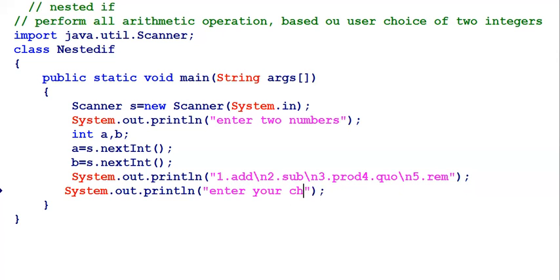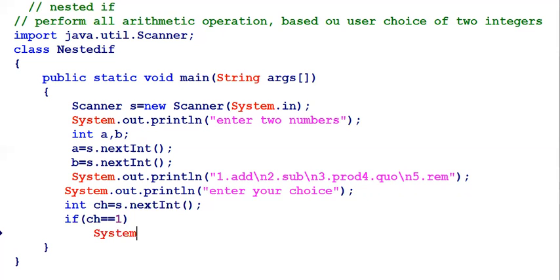The choice will be read by using one more variable, that is int ch. I am making the variable ch equal to s.nextInt. So we have the a and b values, and we have the ch value. Based on ch, if ch is equal to 1, whenever the ch value is 1, I should compute the value. So System.out.println, the addition is, I should perform the addition, so plus is the append symbol, and this is the plus of the arithmetic symbol.